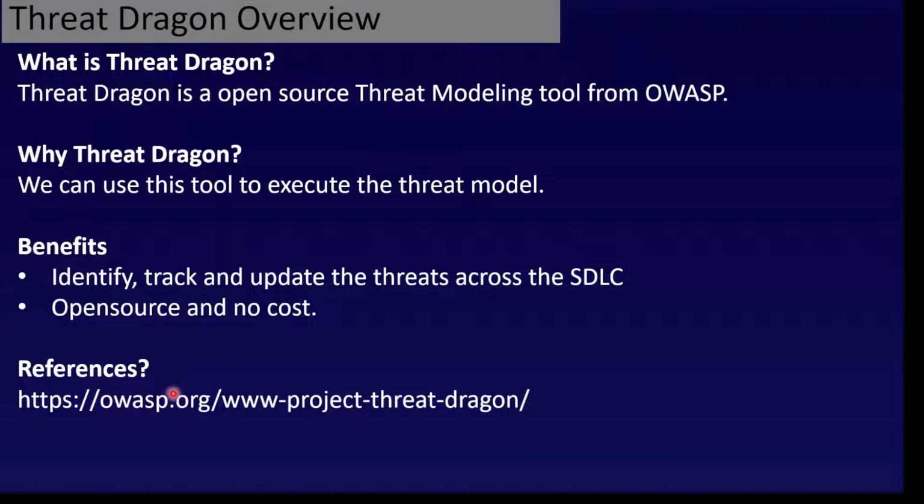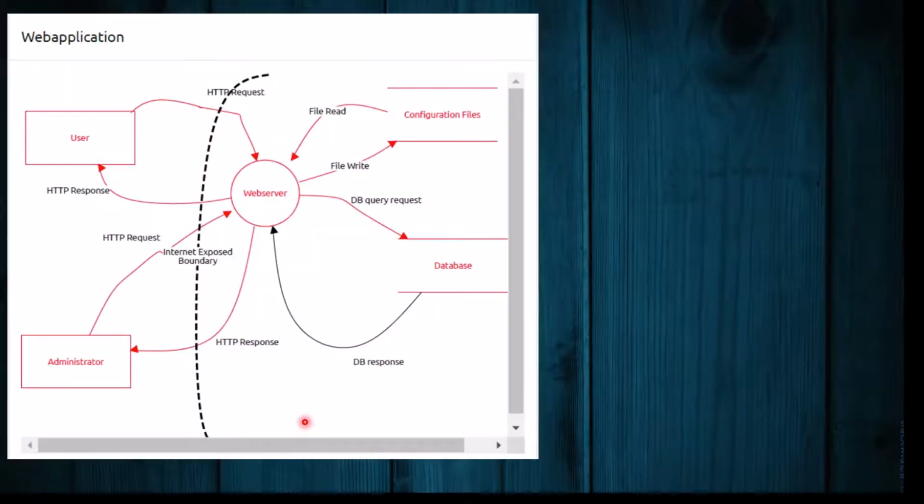Reference, this is the reference URL. You can get more materials from the OWASP Top 10. Okay, this is the sample diagram we need to create using the Threat Dragon tool, and we need to identify the threats and download the report. This aspect we can discuss today.